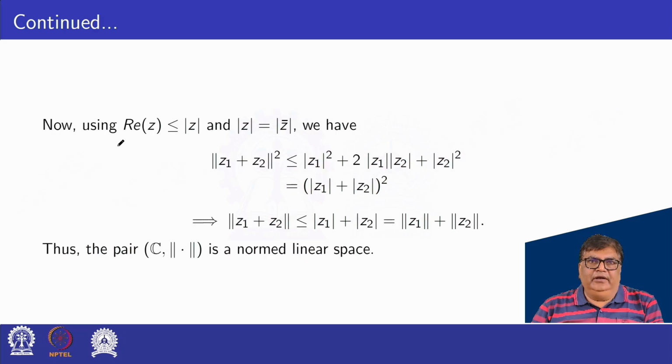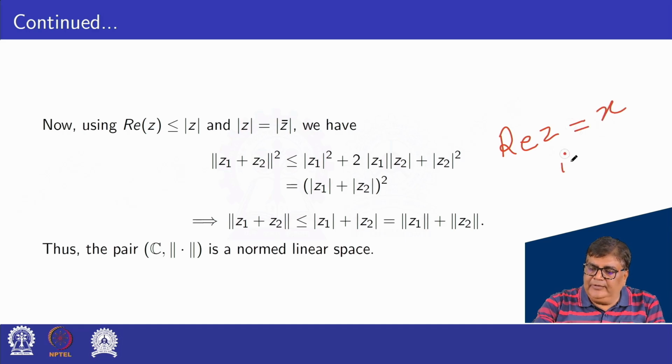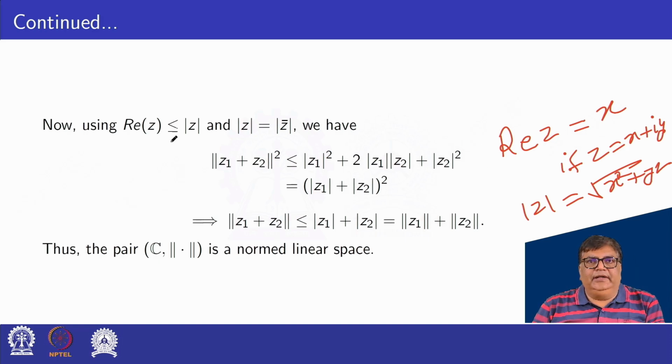Now again, using the property that real part of z is less than or equal to mod z. Real part of z equals x if z is equal to x plus iy, and mod z equals under root x square plus y square. So clearly real part of z is less than or equal to mod z. And also we know that mod z is equal to mod z bar.